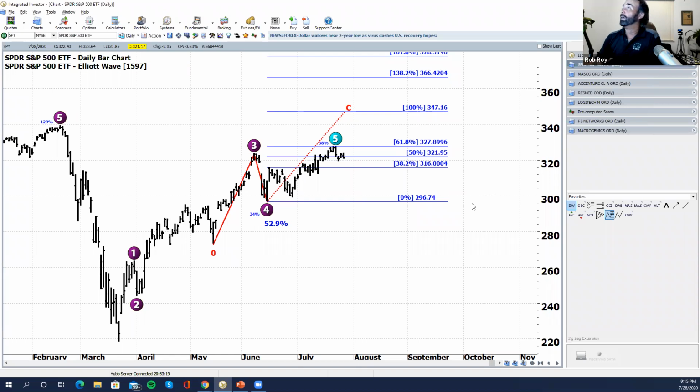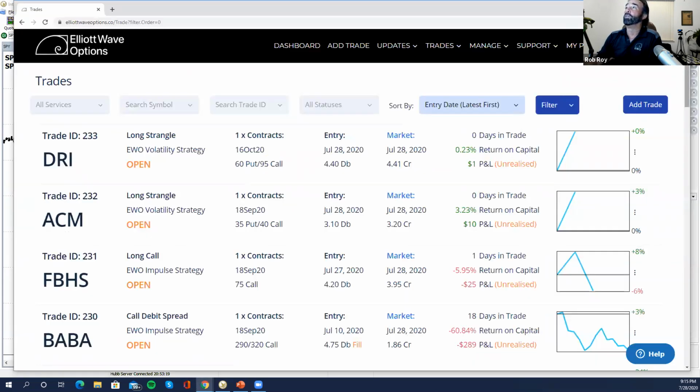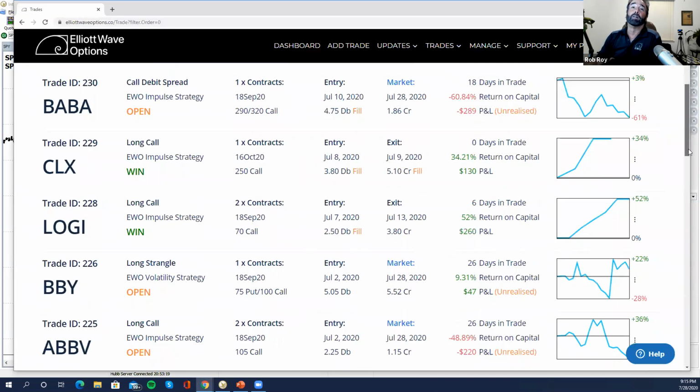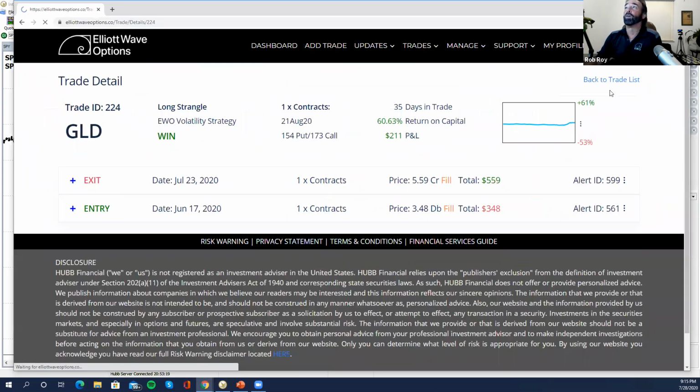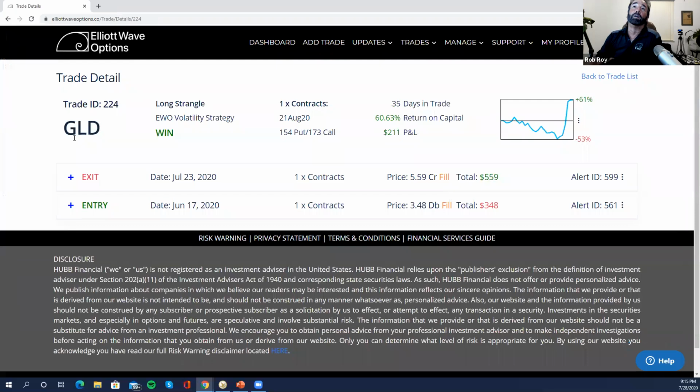With that said, I thought I would go ahead and show you, there's not really much else for me to say as far as the market. So I thought I'd come over here and share with you a recent alert that we did on our website for our subscribers. It's in the volatility portfolio. As you can see here, it was on GLD.